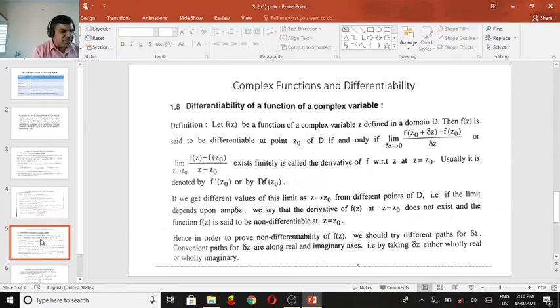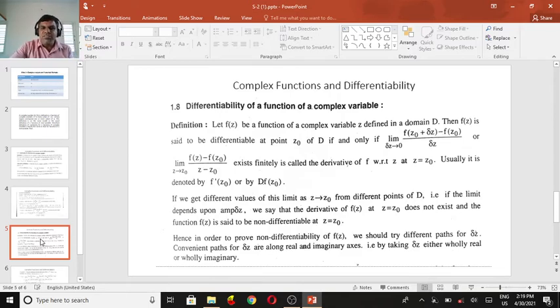We write limit z tends to z naught, f of z minus f of z naught divided by z minus z naught. Or we say in the definition form: let f of z be a function of a complex variable z defined in a domain D, then f of z is said to be differentiable at a point z naught of D if and only if limit delta z tends to 0, f of z naught plus delta z minus f of z naught divided by delta z.